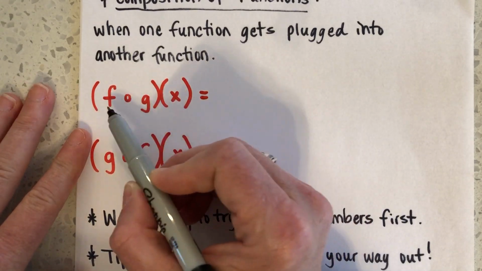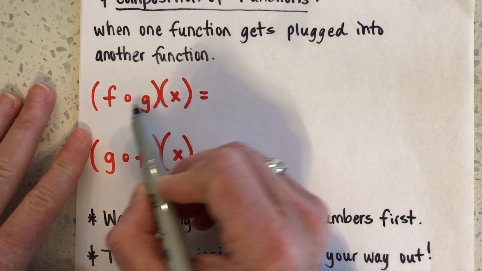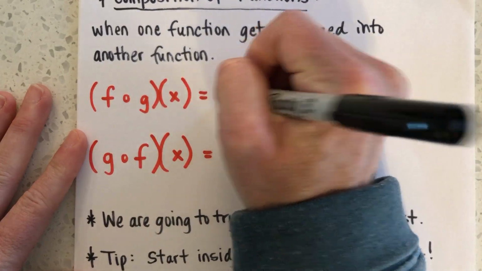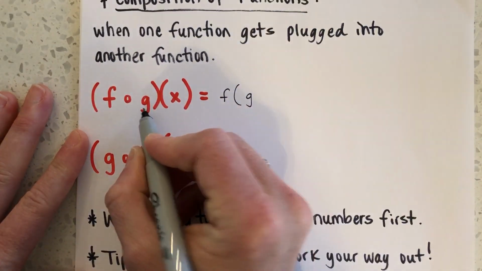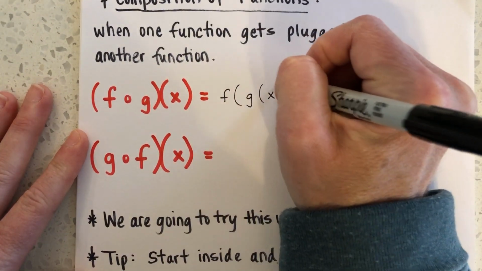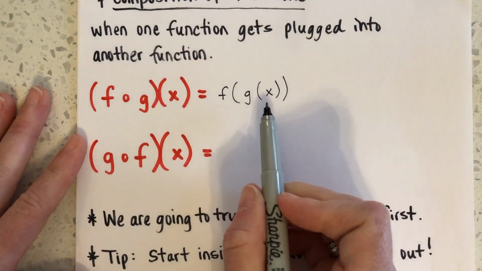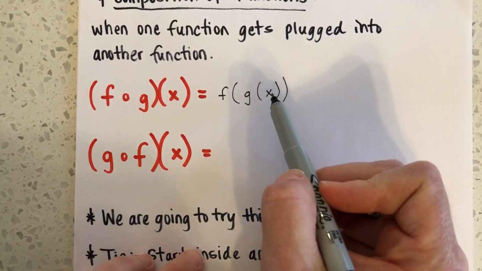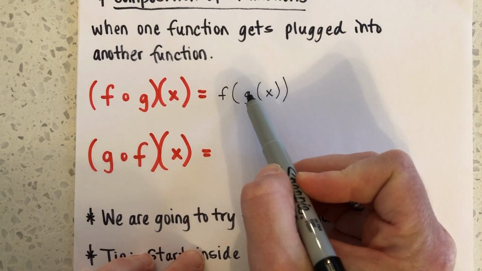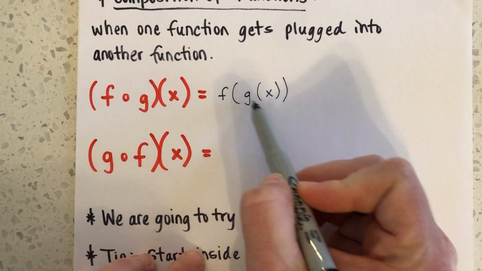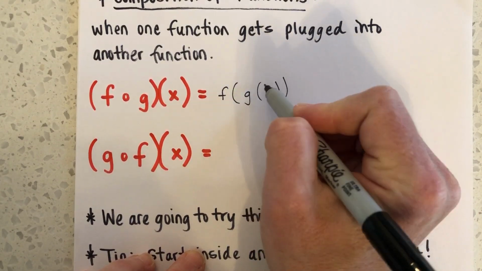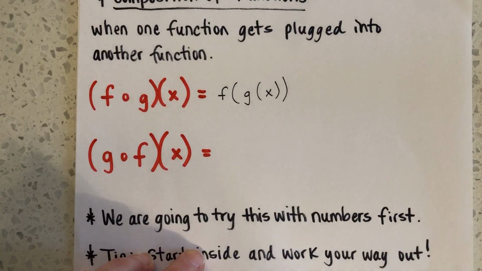I'm not a huge fan of this notation. This is what it means. When you see this, it means the same thing as f of g of x. So this is the notation that I like better because I feel like it makes more sense. You work from the inside out. First, you plug x into the g function and you get an output called g of x. Then you plug the entire g of x function into the f of x function.